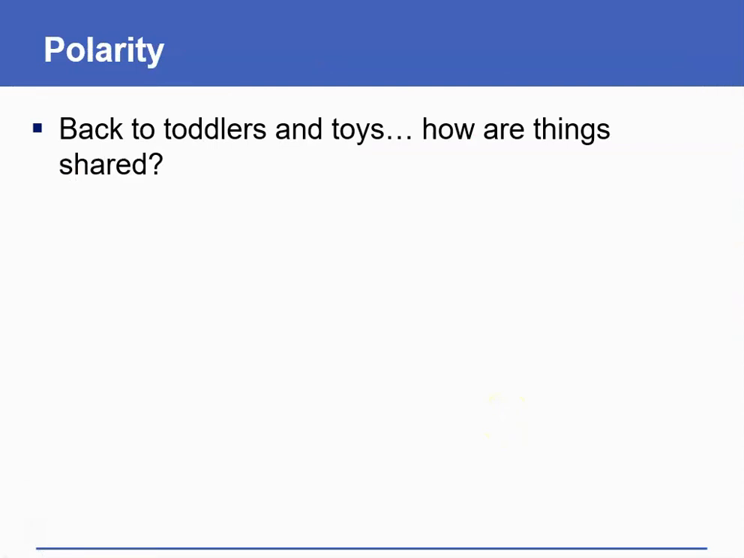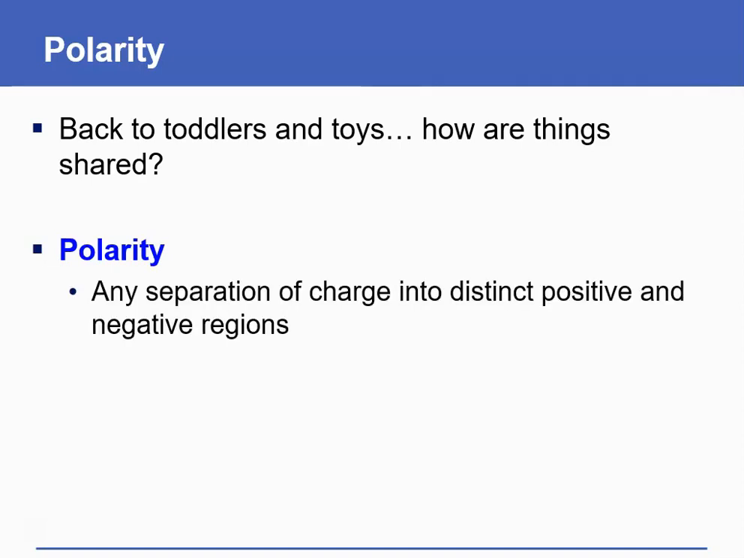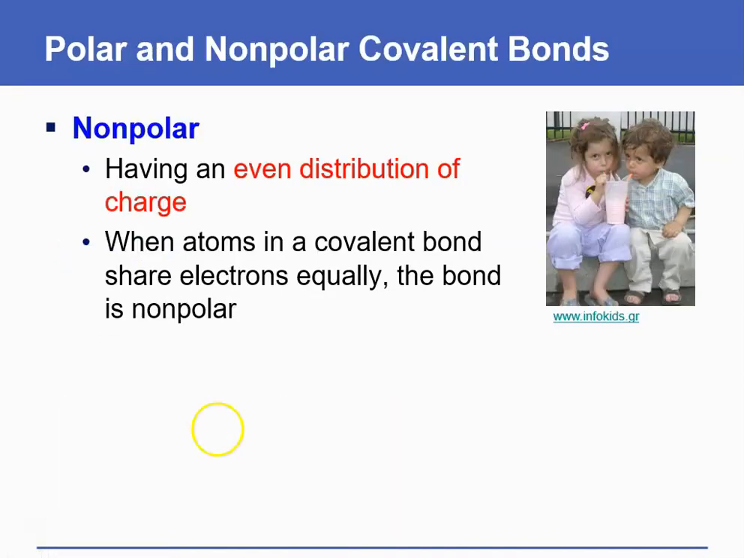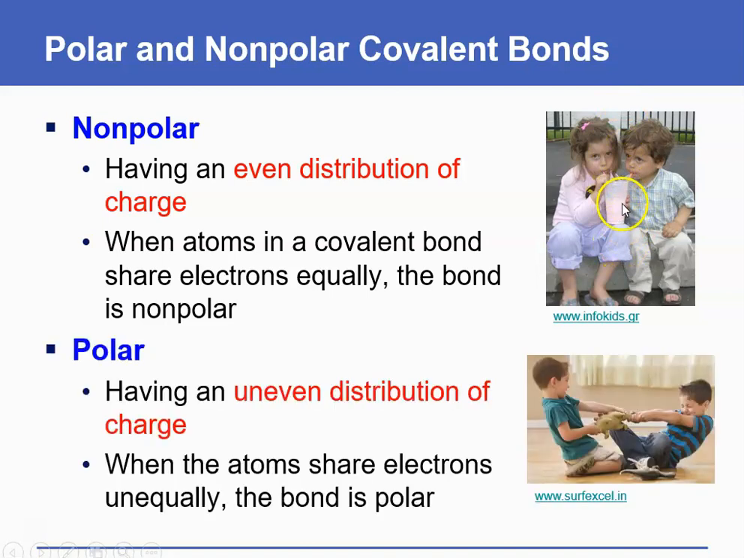So last big topic, thinking about how we're sharing things. So we think about covalent bonds as being shared electrons. But just like we remember with kids, things don't always get shared evenly. Okay, so when we have an even distribution of charge, that's called nonpolar. And that's when the 2 atoms in the covalent bond are equally sharing that electron. They're sharing it even halfway through.